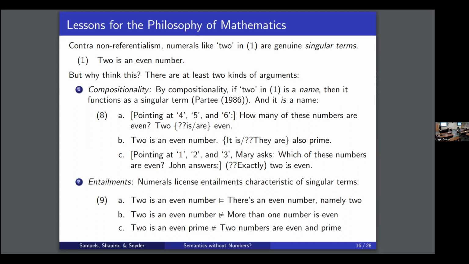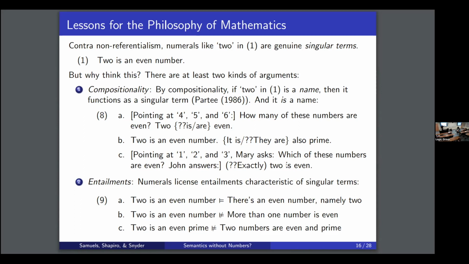2 is an even number. It is also prime. Good. Singular anaphora, right? They are also prime. Bad. Plural anaphora. Again, that needs to be a name. Pointing at 1, 2, and 3, Mary asks, which of these numbers are even? John answers, exactly 2 is even. That's not English, right? That's bad. But 2 is even is fine. So again, this can't be modified by adjectives like exactly.